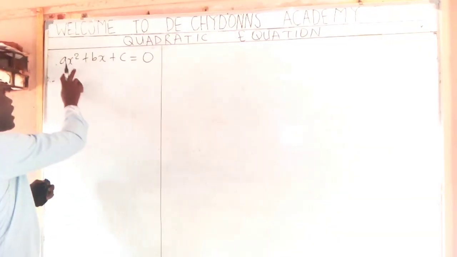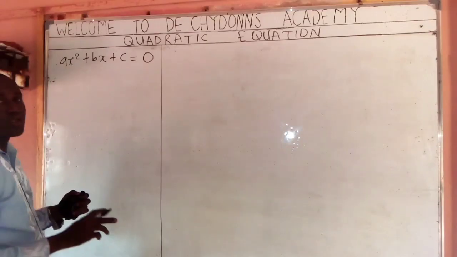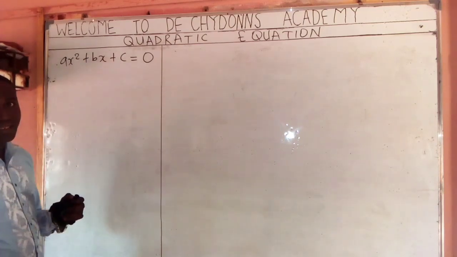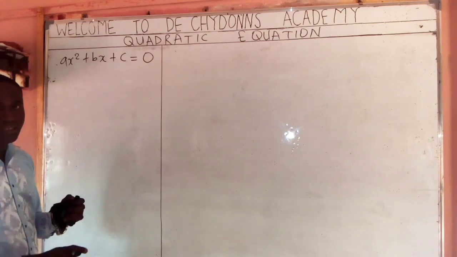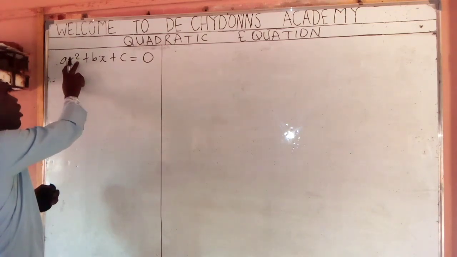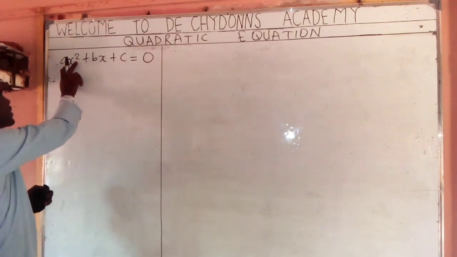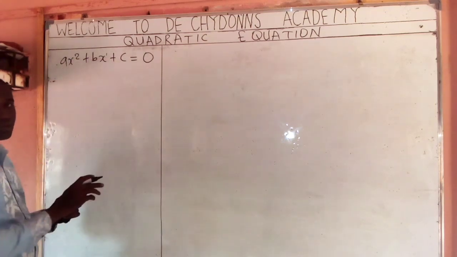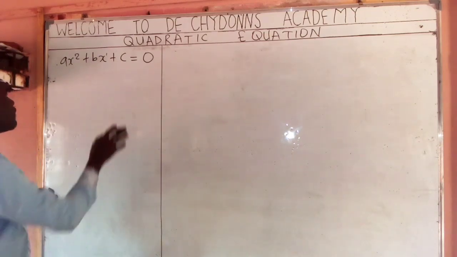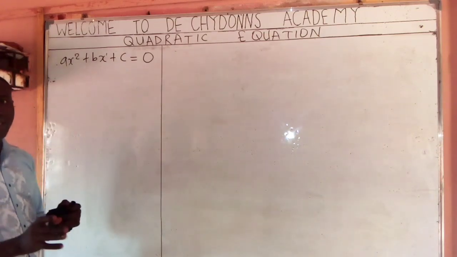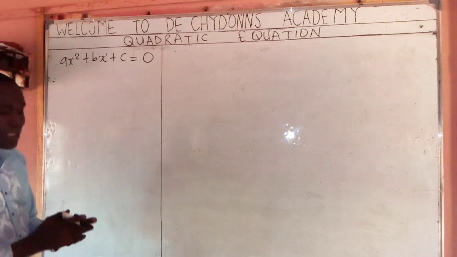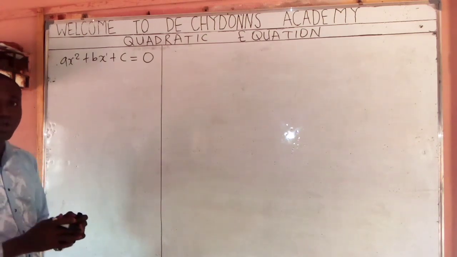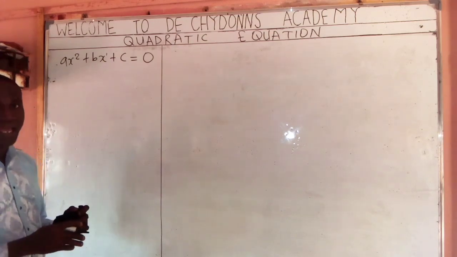So it must have letters of the English alphabet. Two, it must have an equality sign. Three, it is a mathematical statement. And four, the highest power of the letters is 2, because the power of this x is 1, while the power of this x is 2. Now, we have seen the definition of a quadratic equation: it is a mathematical statement, it has letters of the English language, the highest power of the letter is 2, and it must have an equality sign.